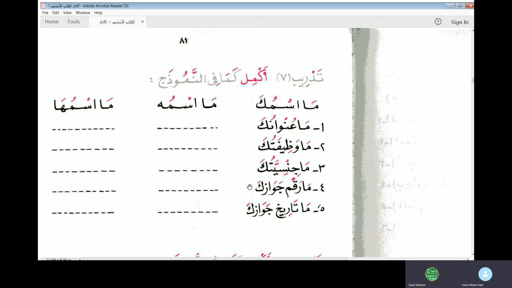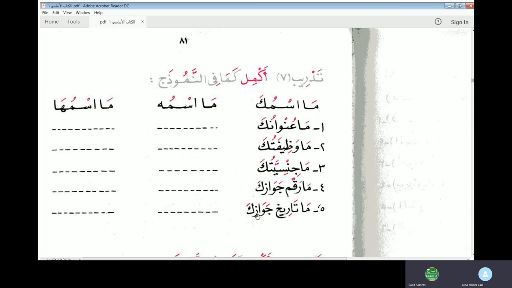What is the number of the passport? Number of your passport. Ma rasamu jawazuka. Ma rasamu jawazuhu. What is the number of his passport? Ma rasamu jawazuha. What is the number of her passport?